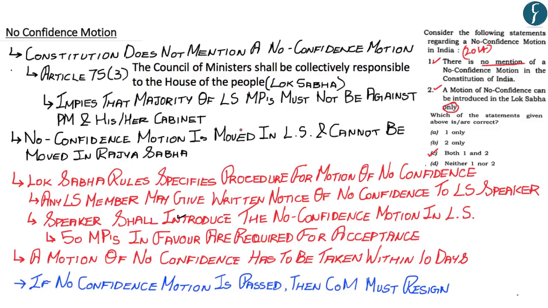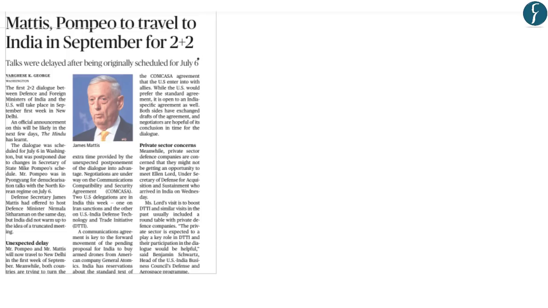With this, let us move on to the next article. We have taken this article from page 12. What this article talks about is the 2+2 Ministerial Dialogue between India and the United States. So with regards to this article, we'll first understand what the 2+2 Ministerial Dialogue between India and the United States is and how it is different from the 2+2 dialogue with Japan and Australia. After that we'll try to revise the various foundational agreements such as COMCASA that have either been signed between India and the United States or are under negotiations to be signed.